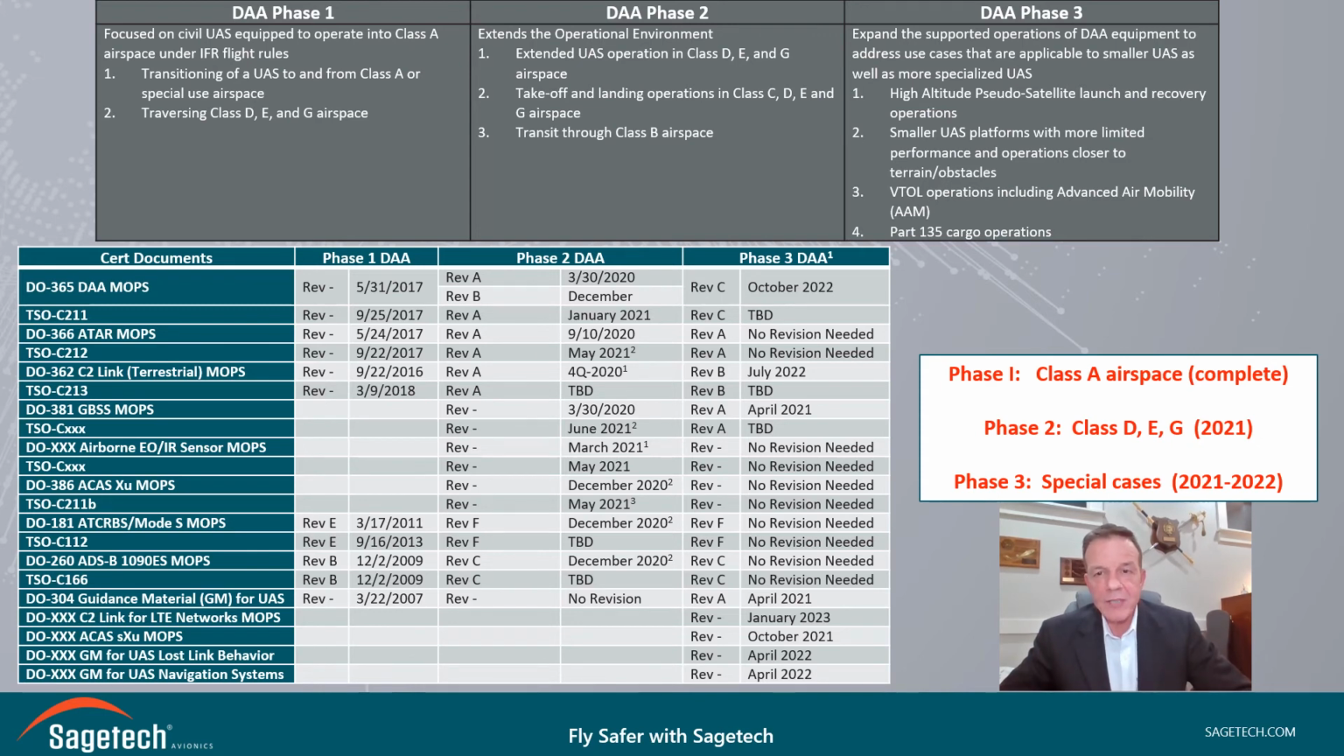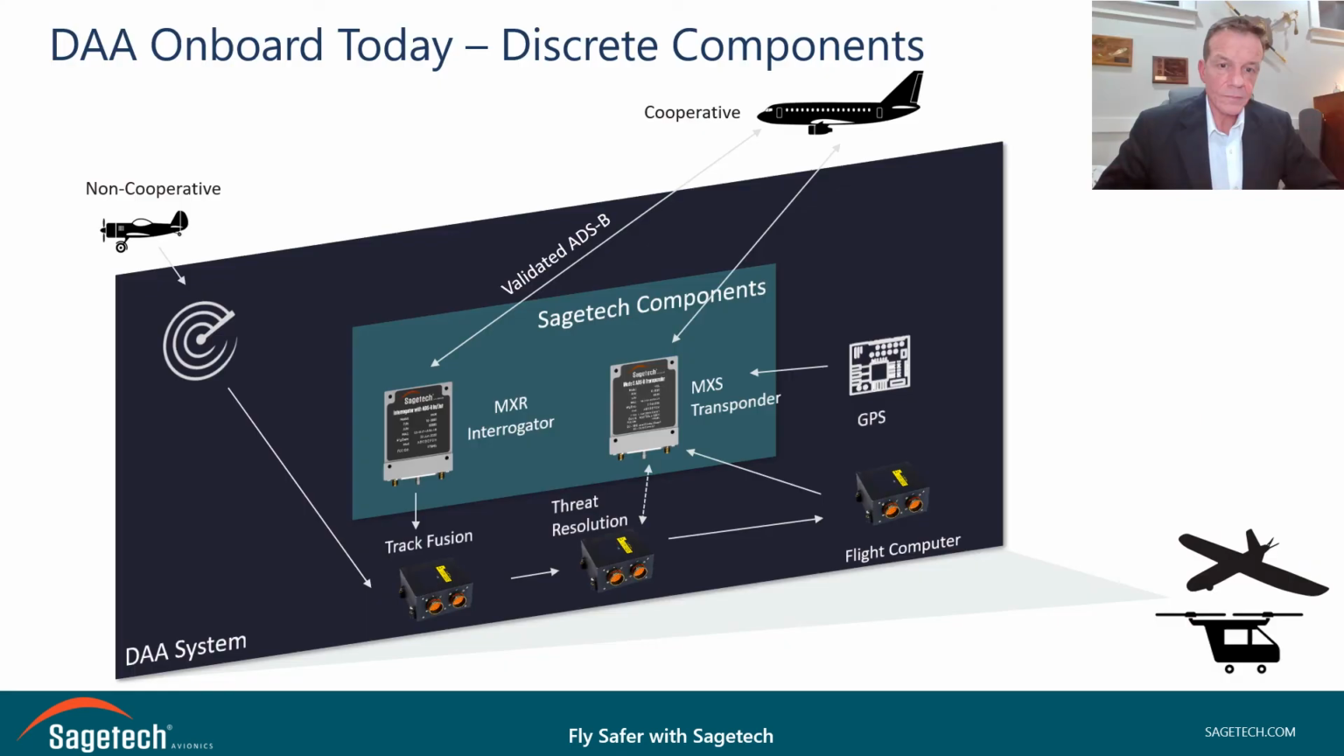And then finally, for special use cases such as HAPS, high altitude pseudo-satellites, for Part 135 cargo operations, and for VTOL operations such as UAM or AAM, those requirements will be completed over the next year.